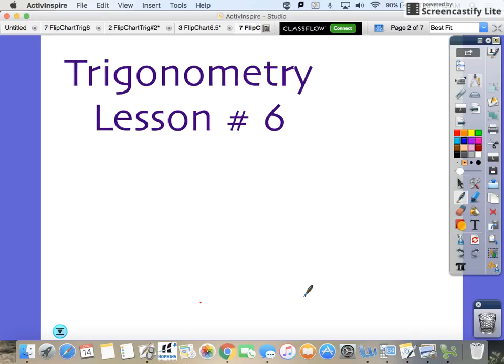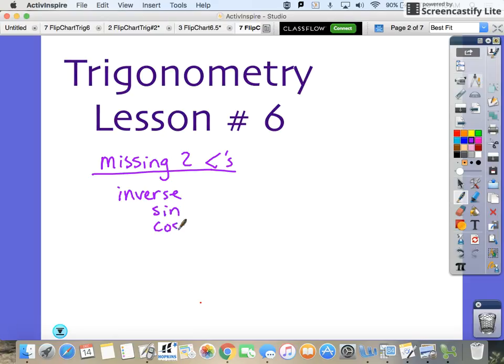Okay, this is Trig lesson 6 for Geometry Essentials. What we're going to look at here is a combination of things for trig. There's a couple examples where we are missing two angles. In that case, we need to use inverse sine, cosine, and tangent.